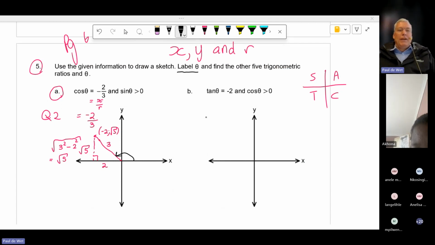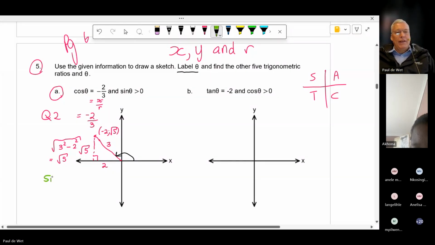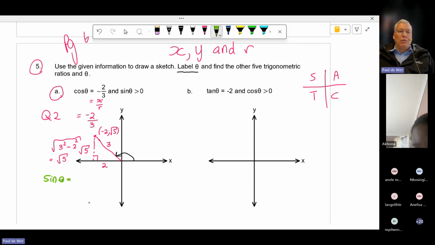Okay, right now, guys, it asks us for the other 5 trig ratios. So let's write them down. We were given cos. What is sine? Sine is y over r. So what will sine be? It will be root 5 over 3. Cos we've got. Let's do cosec quickly, because cosec is easy. Cosec is just the upside down of sine. It will be 3 over root 5.